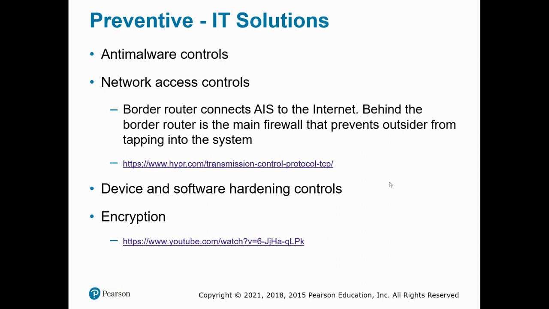In terms of device and software hardening controls, right? Hardening is the process of turning off unnecessary features or programs that could present potential threats. So everything that is not being used should be turned off. Encryption is a final layer of defense to prevent unauthorized access to sensitive information. And I will have you watch a video on encryption.